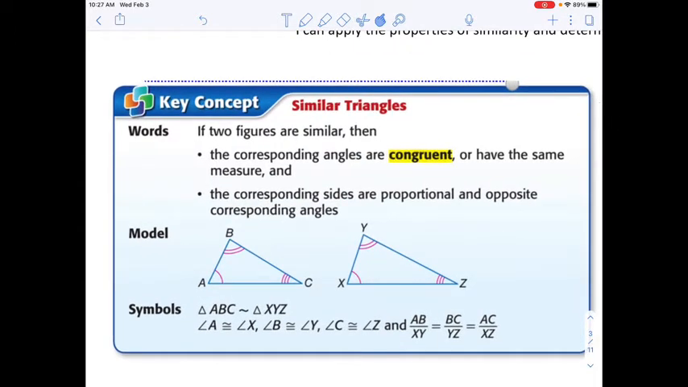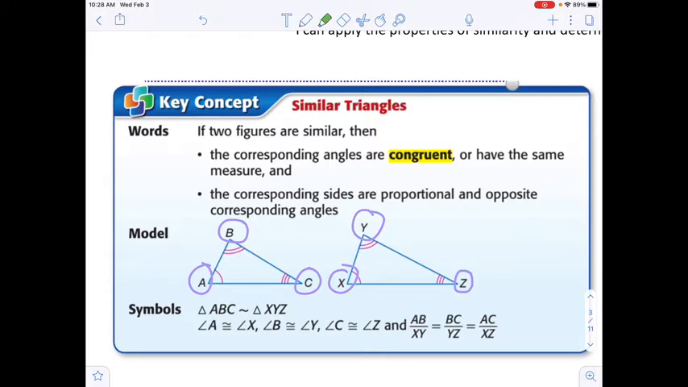So if two figures are similar, then the corresponding angles are congruent. So that means when we're looking at these two triangles here on the model, the corresponding angles, so the angles that match up with each other on the similar figures, are congruent, which means they're the same. So here, angle B and angle Y are congruent. Okay, angle A and angle X are congruent. They have the same measure because they're in those corresponding spots on those similar triangles. And then angle C is congruent to angle Z. And we write that like this.